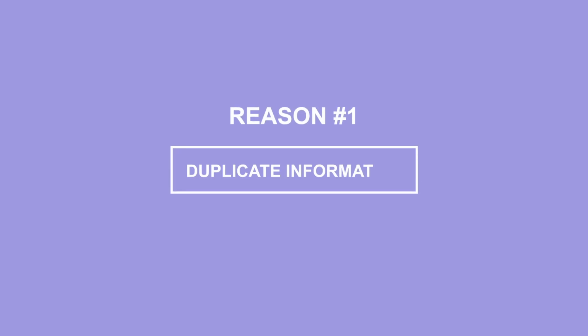Reason number 1, duplicate information. When writing a first draft during which you're essentially discovering the story, it can be very easy to include scenes that serve the same basic purpose or reveal the same type of information as another scene, especially if you follow a fast drafting method like the one I teach in my novel fast drafting course.